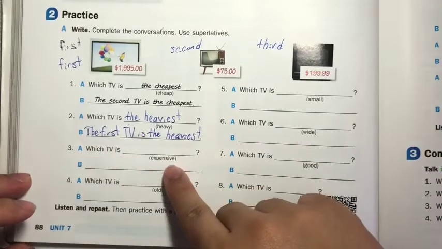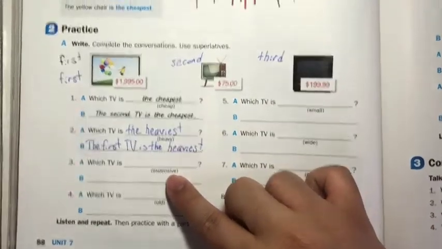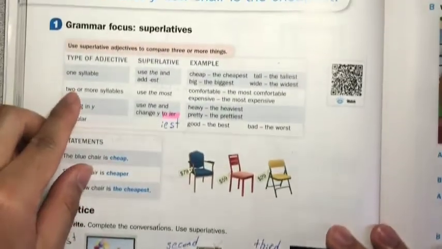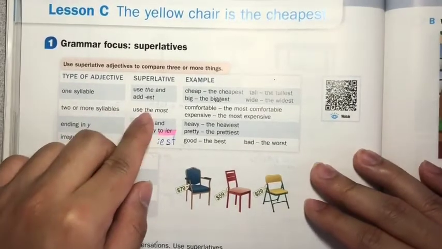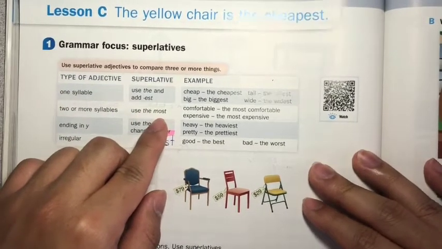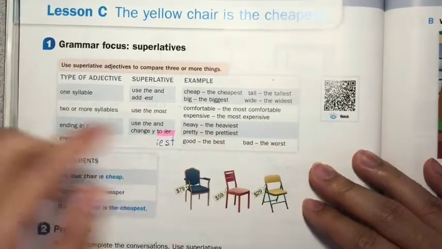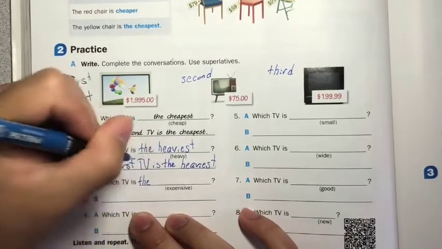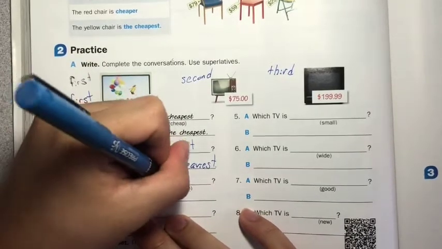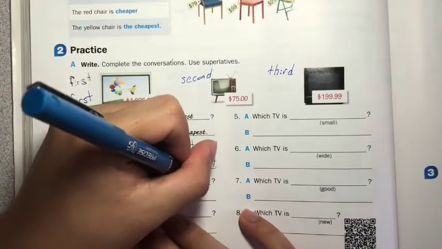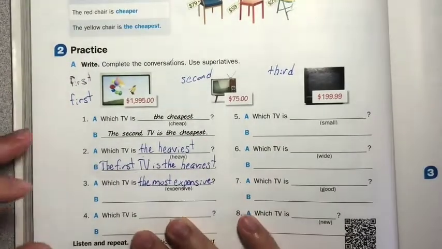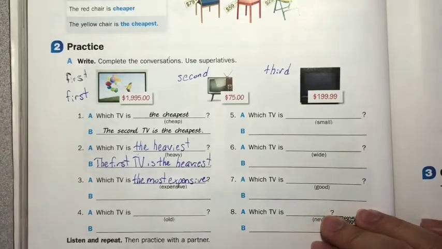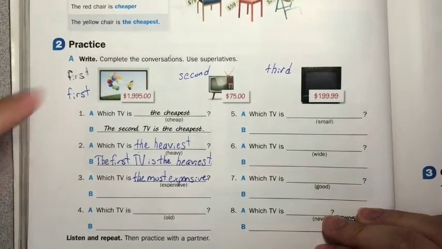Okay. Expensive. How many syllables is in the word expensive? Because it has 3 syllables, we use the most before the word expensive. So we say the most expensive. Which TV is the most expensive? The first TV is the most expensive.